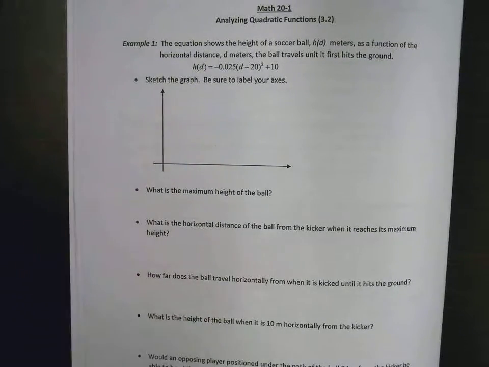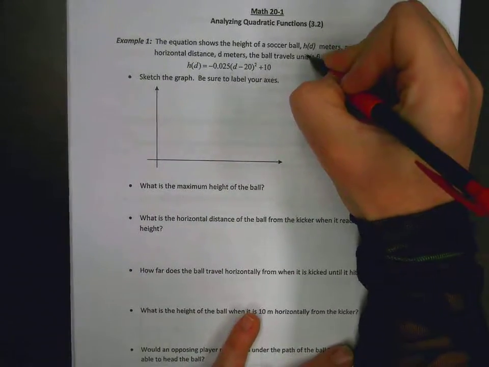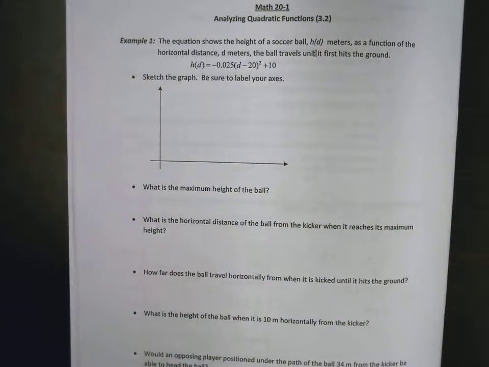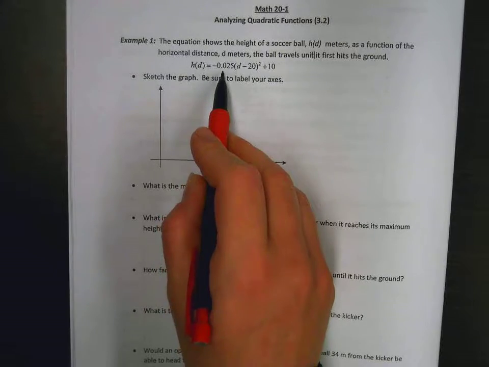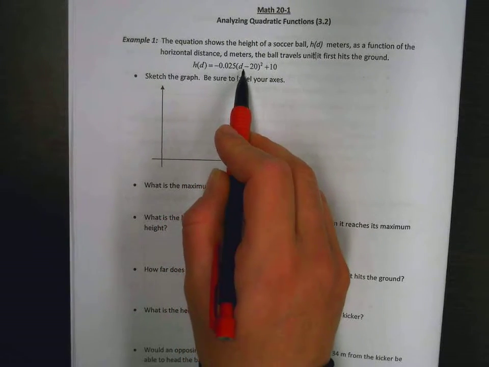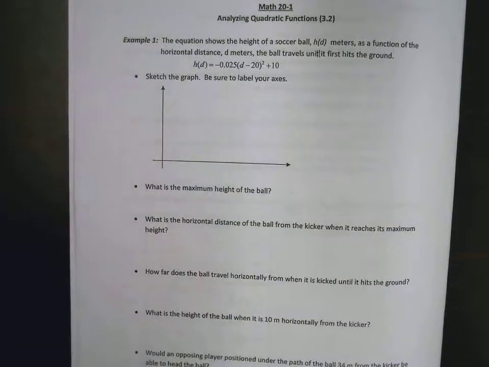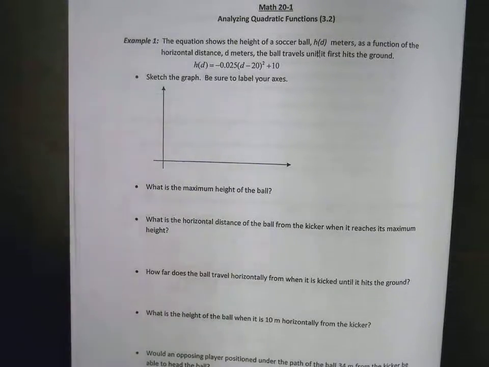So the first example, it says the equation shows the height of a soccer ball, h of d meters, as a function of the horizontal distance d the ball travels until it first hits the ground. And here's our function. H of d is equal to negative 0.025 times (d minus 20) squared plus 10. So sketch the graph, be sure to label your axes.